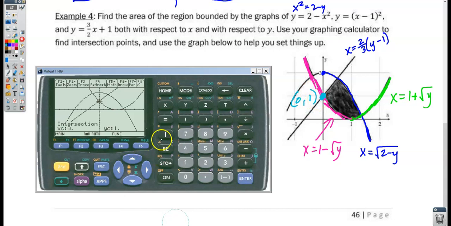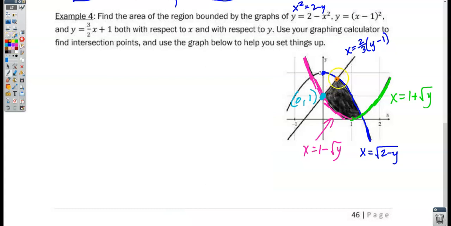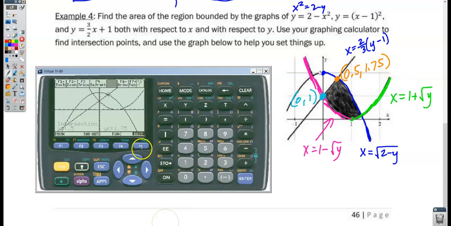And then we'll go for another intersection point. All right, parabola. And this line is the next intersection point that we're interested in. That's at 0.5, 1.75. Right here, 0.5, 1.75. And then one more intersection point. And that's between this curve and this curve. And that's, ooh, an ugly one.